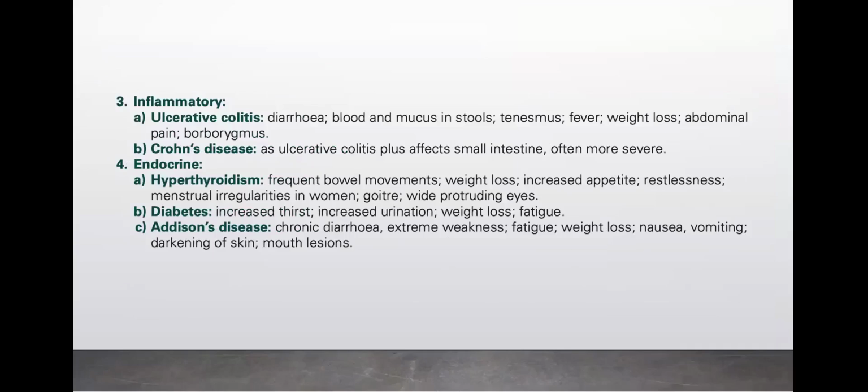If diarrhea is inflammatory, then there may be ulcerative colitis, and they will have diarrhea, blood and mucus in stools, tenesmus, fever, weight loss, abdominal pain, and borborygmus. If it's Crohn's disease, it is as ulcerative colitis plus it affects small intestine. This is often more severe.